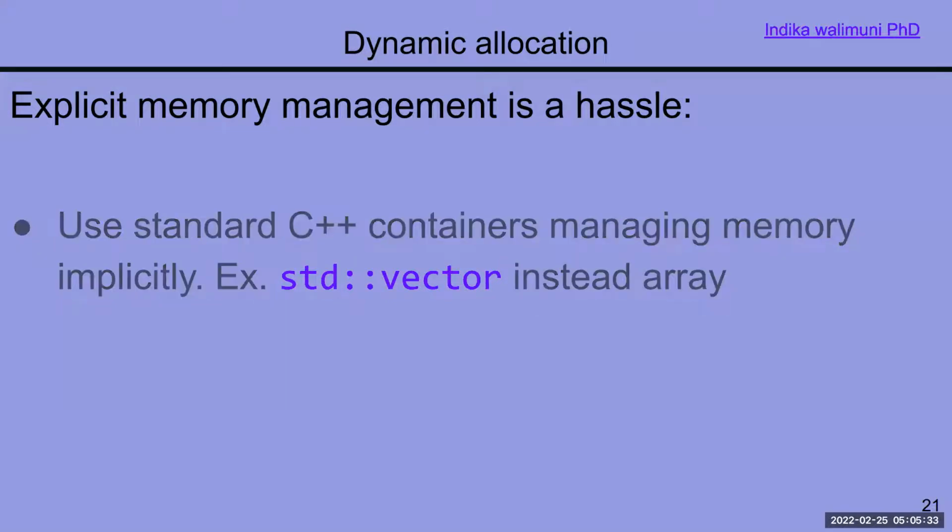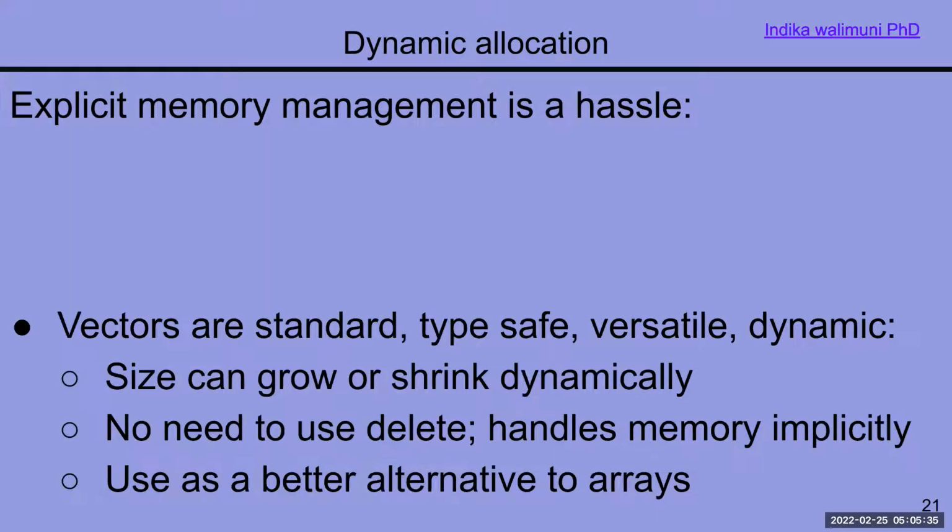So let's talk a little bit about vectors. C++ vectors are type safe, and they're dynamic.